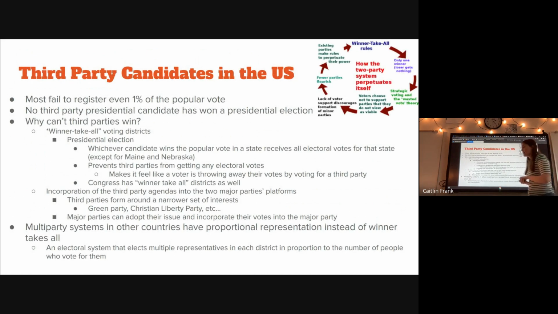Third-party candidates in the US: there aren't very many third-party candidates in the US. And when they do pop up, they don't win national elections. We've never had a third-party candidate win the presidential election. And it's been ages since we've had a third-party candidate in Congress. However, it doesn't mean that third-party candidates are unimportant.